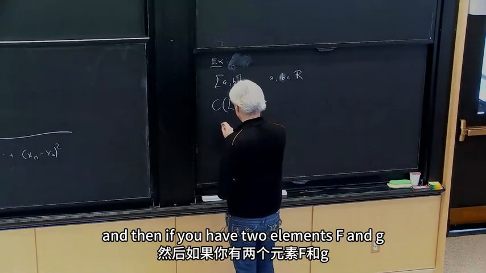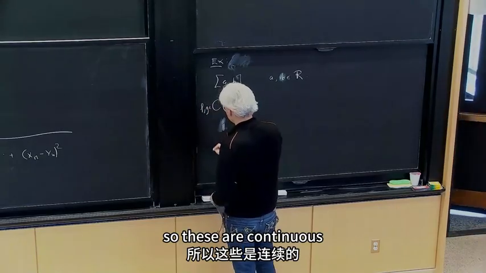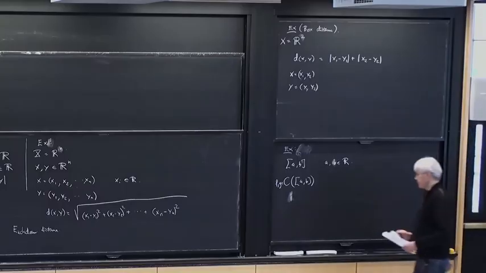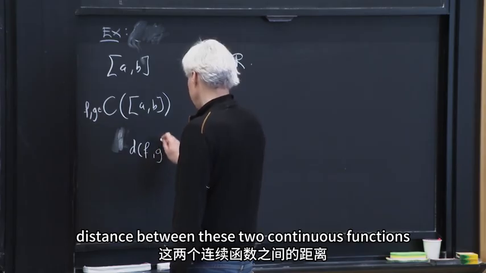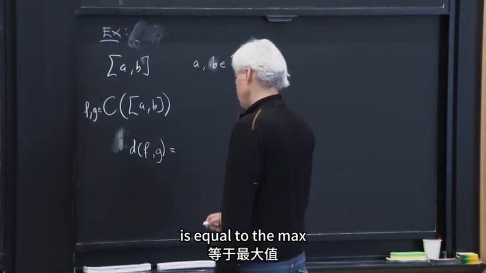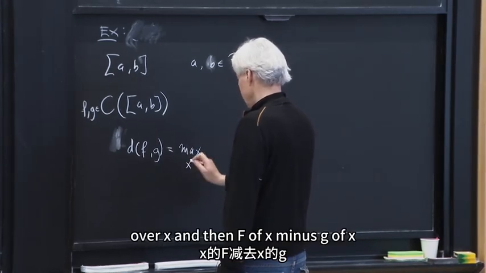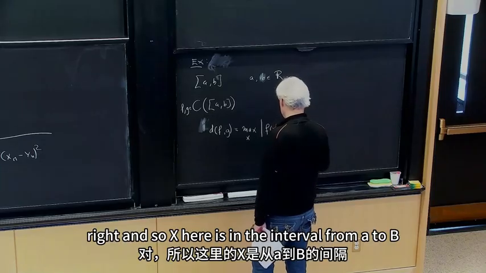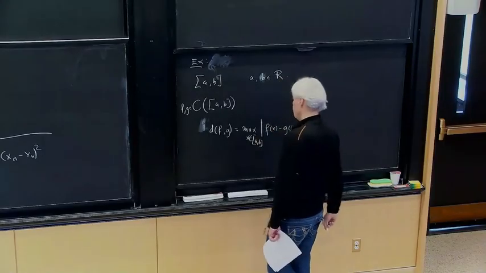And then if you have two elements, f and g, so each of them is a continuous function, then the distance between these two continuous functions is equal to the max over x of |f of x minus g of x|. Right, and so x here is in the interval from a to b.